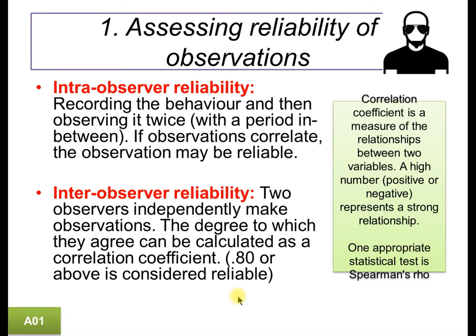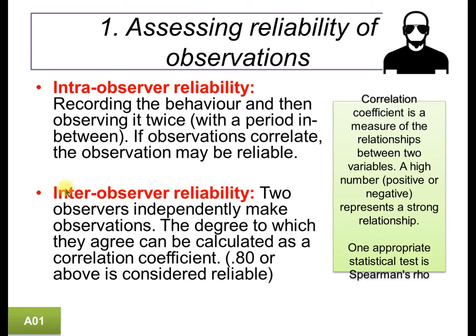So, assessing the reliability of observations. There's two ways of doing this. One is what we call intra-observer reliability. So we record the behavior and then observe it twice. So intra means within, so it's the same person essentially observing the same material twice, and if they come up with the same conclusions, the same behavior categories, things like that, you say it has intra-observer reliability. This is not the most useful technique because it is still the same person, therefore is subject to bias.